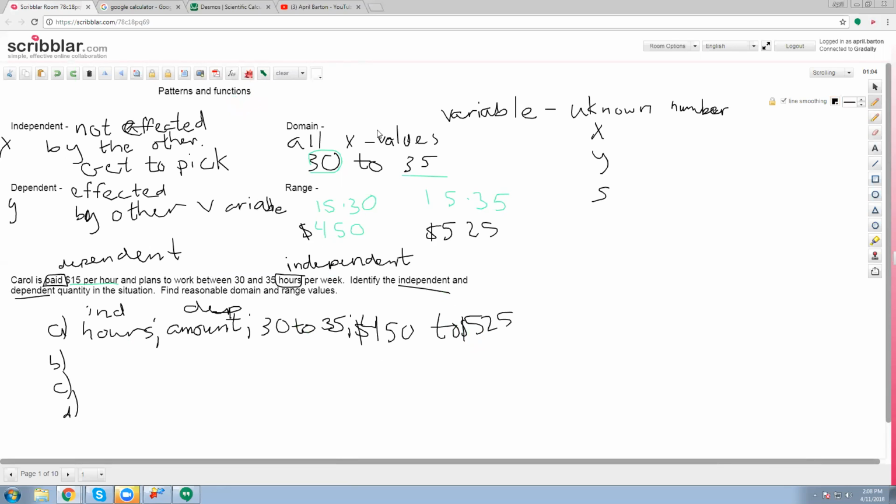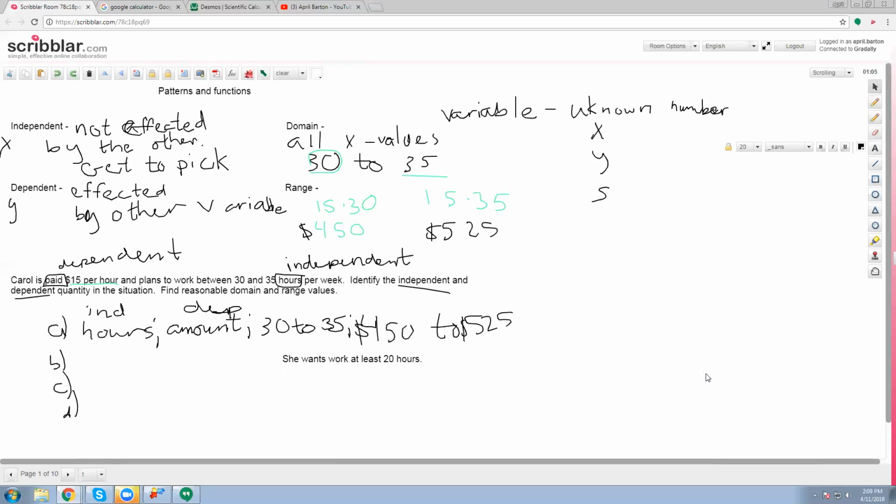Still confused on domain. So domain, because you get to pick it, they will usually tell you the domain. This time they told you by stating she plans to work this many hours. They could have changed that and said she wants to work at least 20 hours. So taking the same situation, let's say it said she wants to work at least 20 hours.